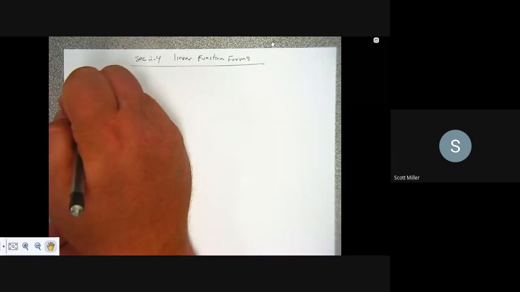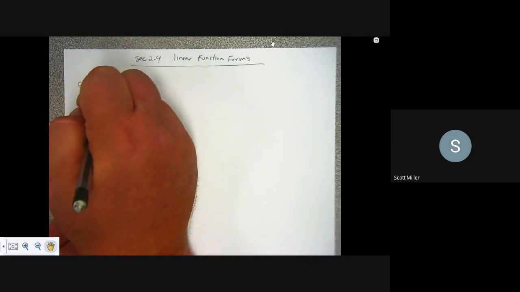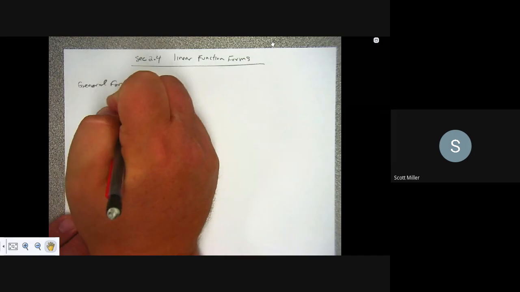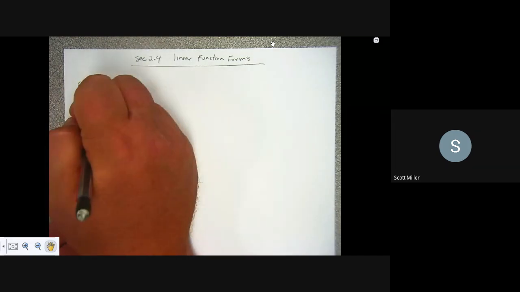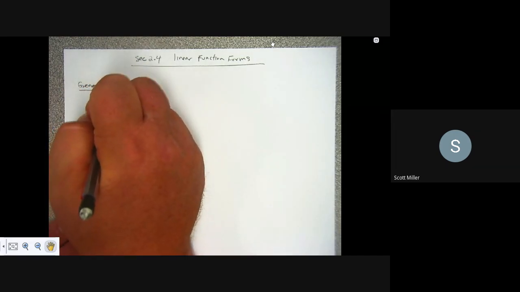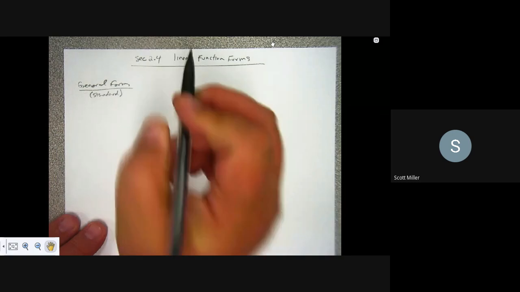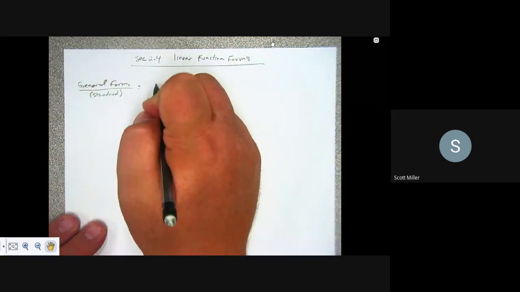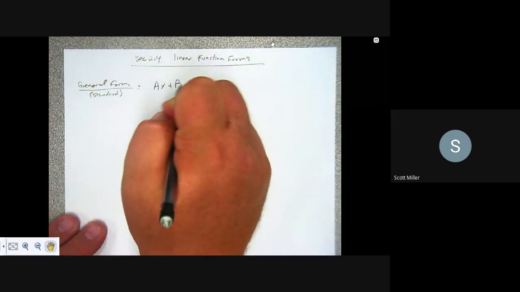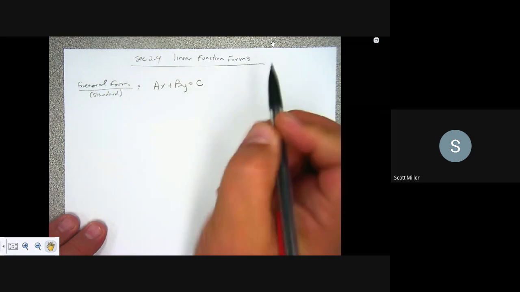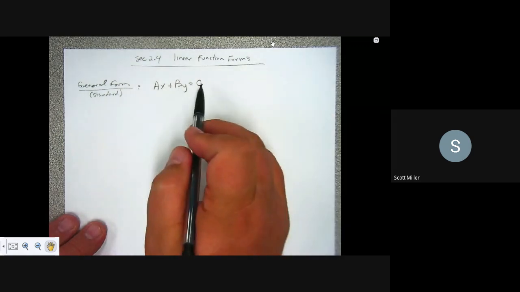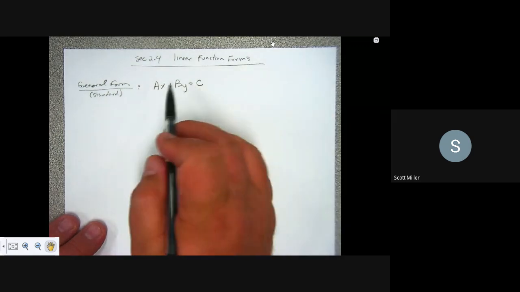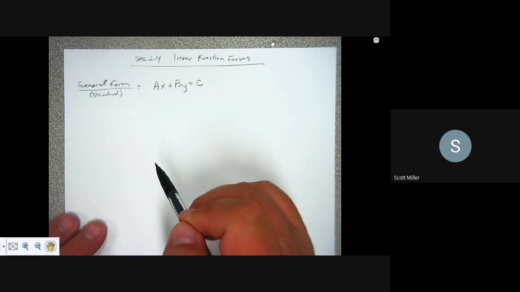The first one is the general form. Sometimes they'll call it the standard form, depending on what textbook you use. It comes in the form of Ax + By = C. A, B, and C are just numbers. X and Y are the variables.